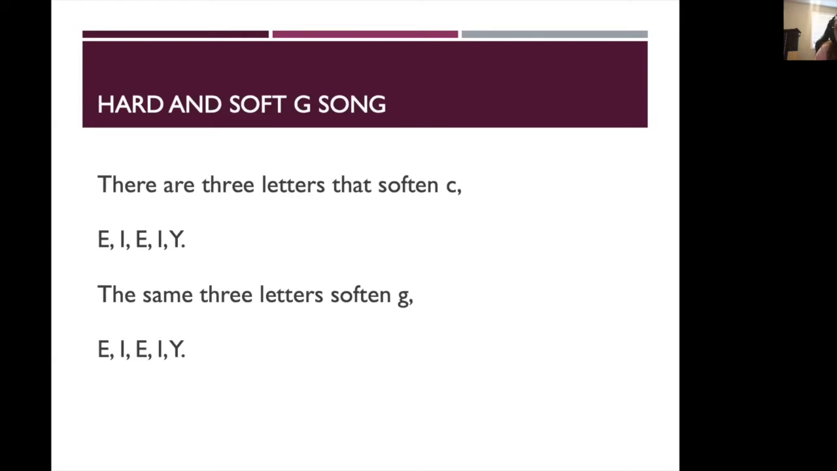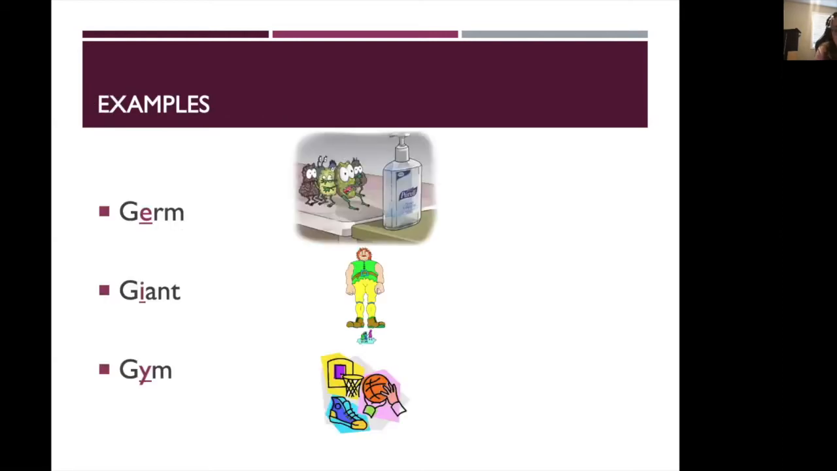All right, little eagles, so that song means that if you see the letter E, I, or Y after the letter G, it's probably going to make the J sound. Now, here are a couple examples of when that might happen.